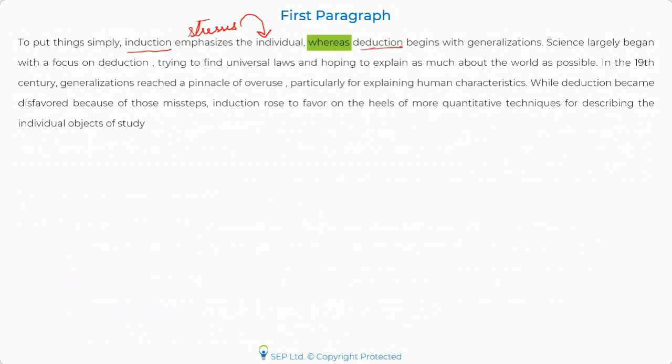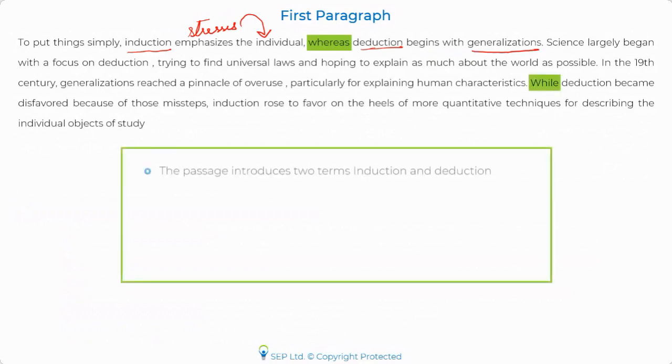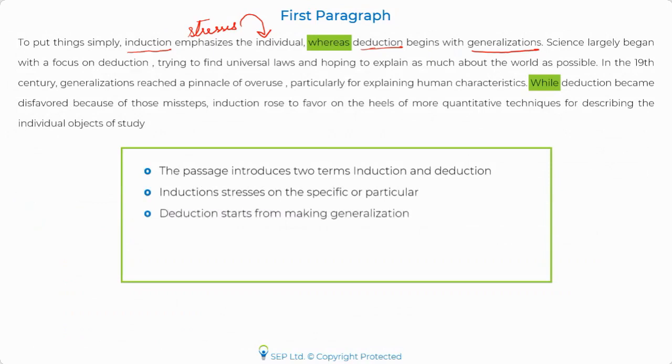So induction stresses on the individual. Deduction is more about, it begins with generalization. So that's the contrast, all right? Okay, so I'm going to note that down in my mind. The passage is introducing two terms, induction and deduction. Induction stresses on the particular or individual or specific. Deduction starts from making generalizations. All right, let me go forward.